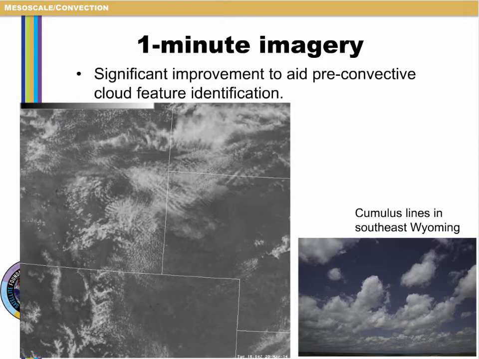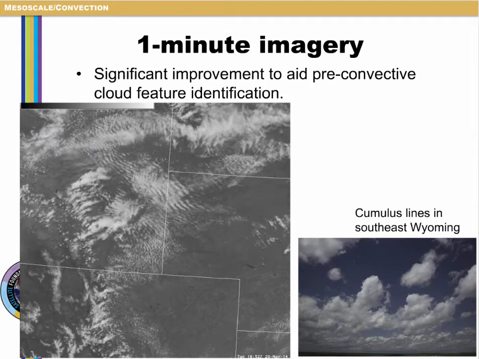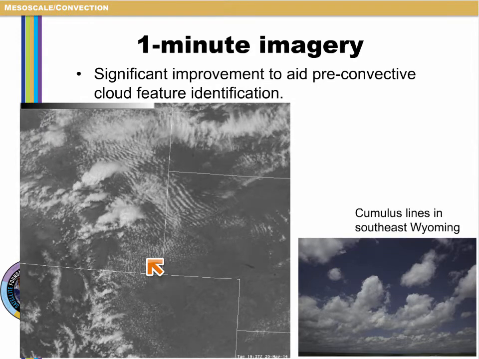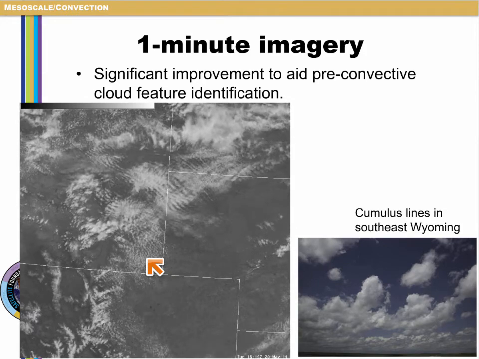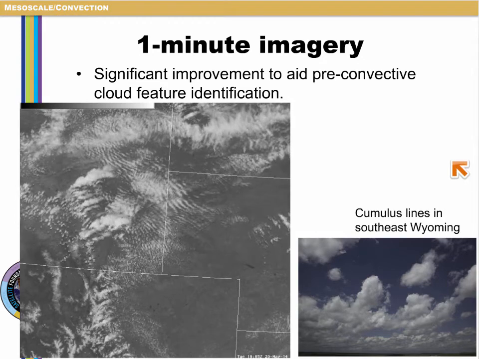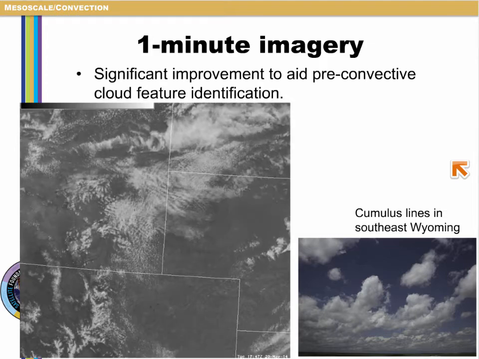In this 1-minute imagery from GOES 14 SR-SOR, note how easy it is to identify the low-level cumulus streets parallel to the low-level wind in southeast Wyoming. These clouds mark the unstable air mass. The picture shows the cumulus lines in southeast Wyoming during this 1-minute visible satellite loop.